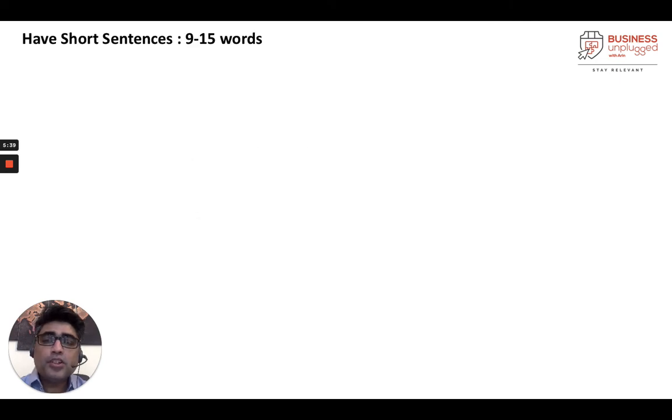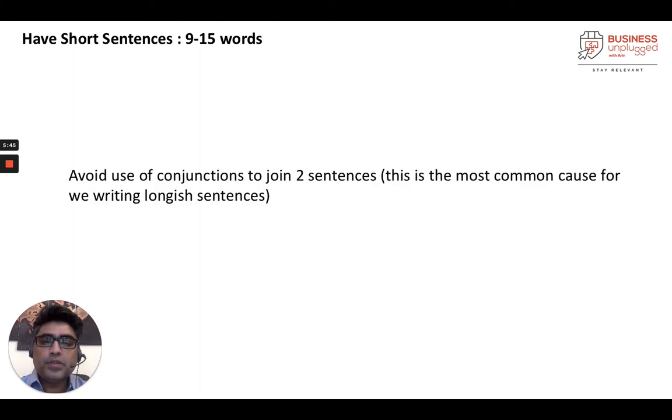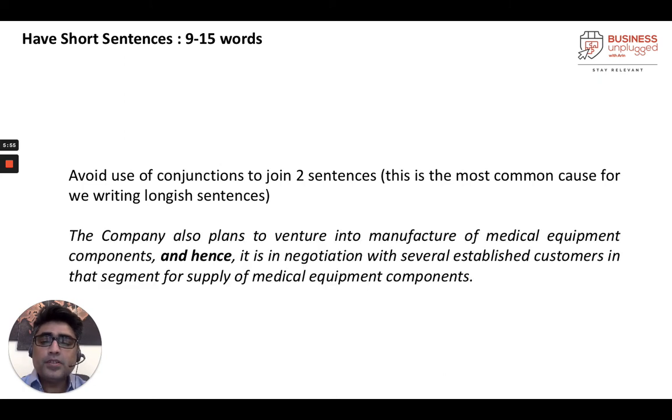Then have short sentences. 9 to 15 words is the maximum in which you should complete a sentence. Avoid use of conjunctions to join two sentences. This is the most common cause for which we write longish sentences. So try to avoid something like: the company also plans to venture into manufacture of medical equipment components, and hence it is in negotiation.